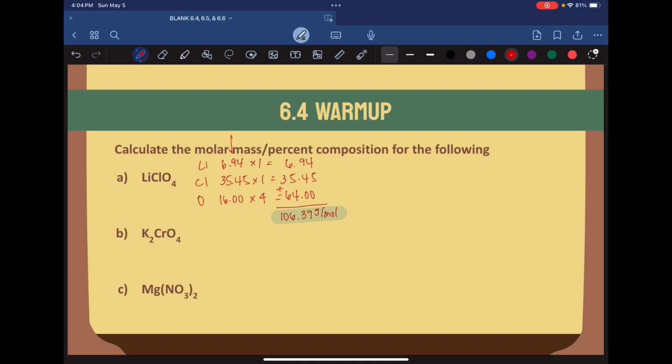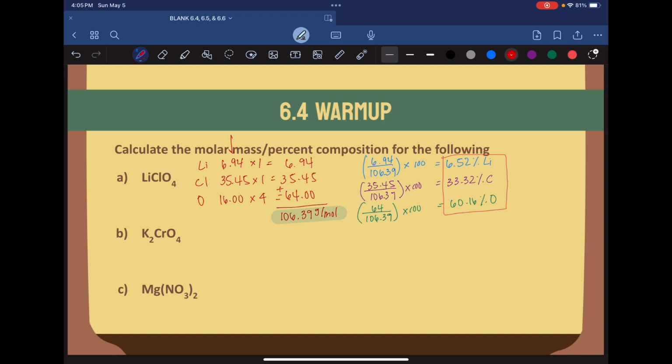Now, you need to find the percent composition of each. I'm going to do lithium first, which is the part divided by the whole times 100. So lithium's going to be 6.52%. I just rounded to 2 decimal places. Chlorine is going to be 35.45 divided by 106.39 times 100%, so 33.32% chlorine. And then oxygen is going to be 64 divided by 106.39 times 100. We rounded to 2 decimal places, so it'll be 60.16% oxygen. So when you break it down, these are the percent compositions for lithium perchlorate.